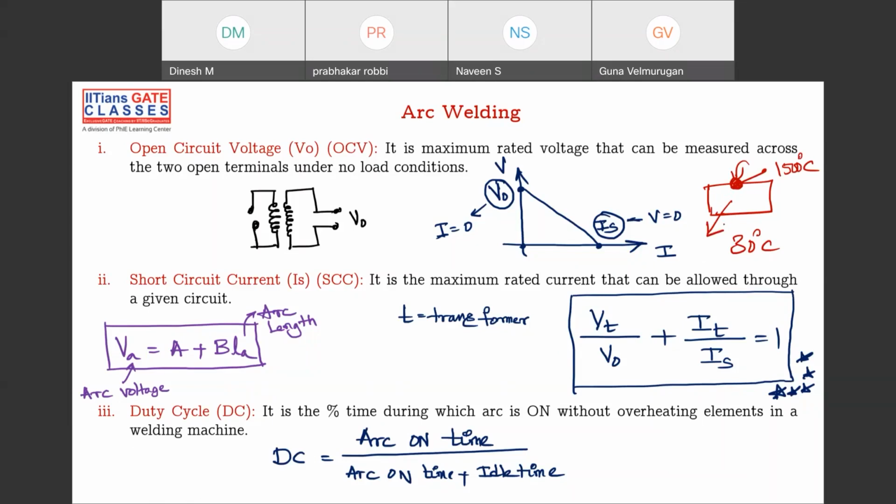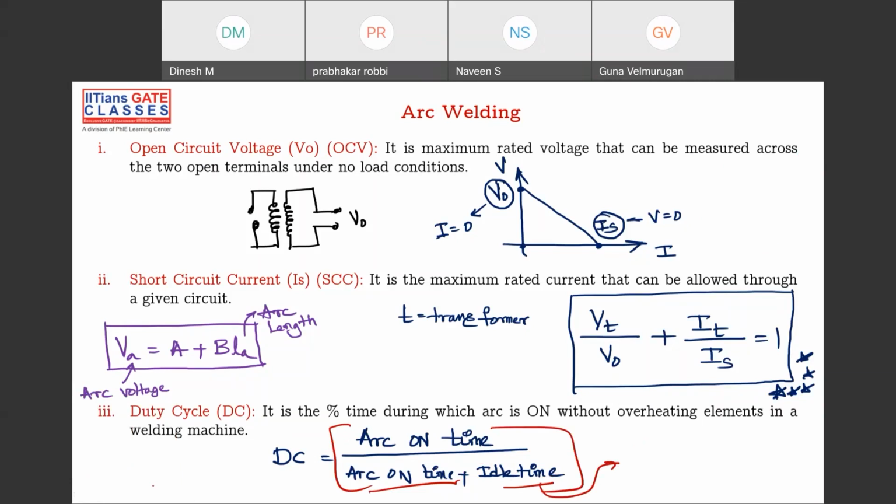So to make sure that the heat generated during this process is dissipated, you will make that some time idle. It means you turn off your arc for some time. That is called arc off time or idle time, right? So duty cycle is nothing but the percentage of time the arc is on divided by total time, so arc on time plus idle time. This idle time is for dissipation of heat. Okay, fine. This is your duty cycle.